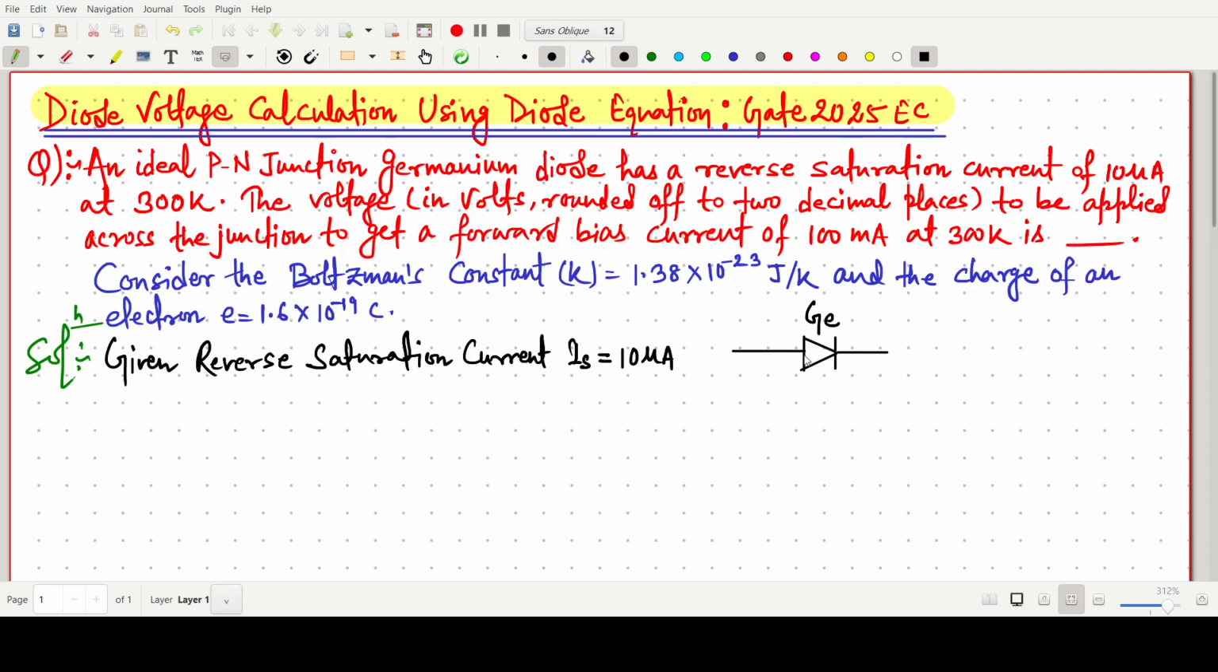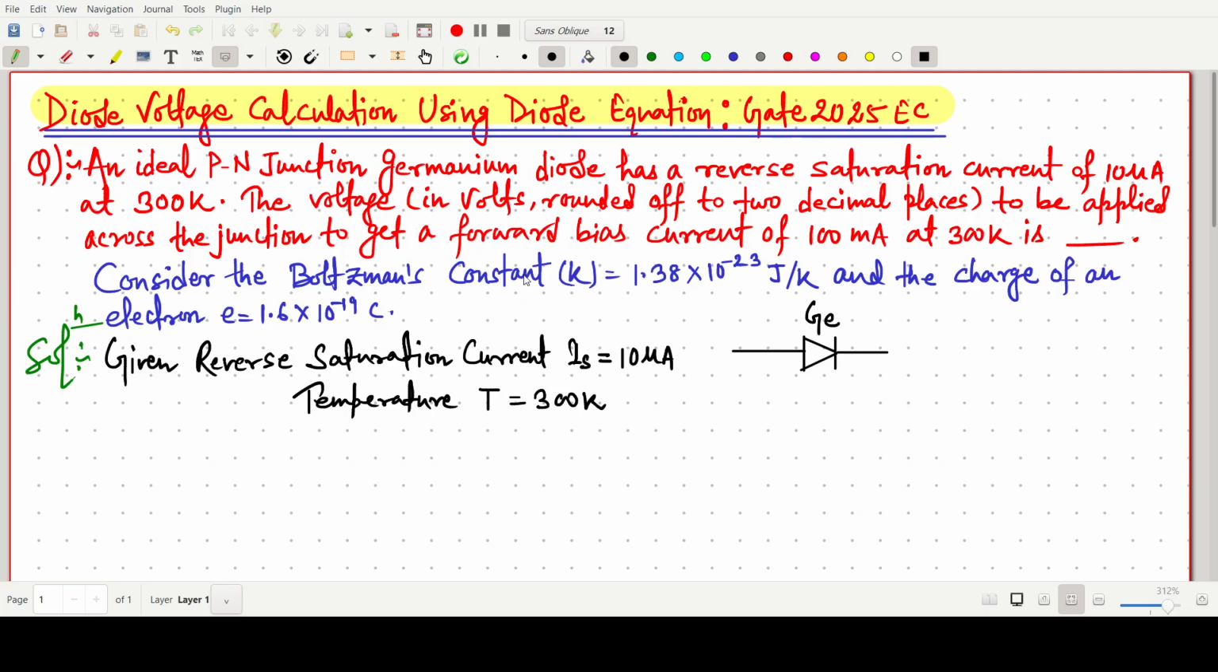Okay, clear. And the temperature is also given, that is our temperature. I'm writing capital T, 300 Kelvin, this one K Kelvin. Okay, so we have to find the voltage in volt to be applied across the junction to get a forward bias current of 100 milliampere. So we have to find the voltage.